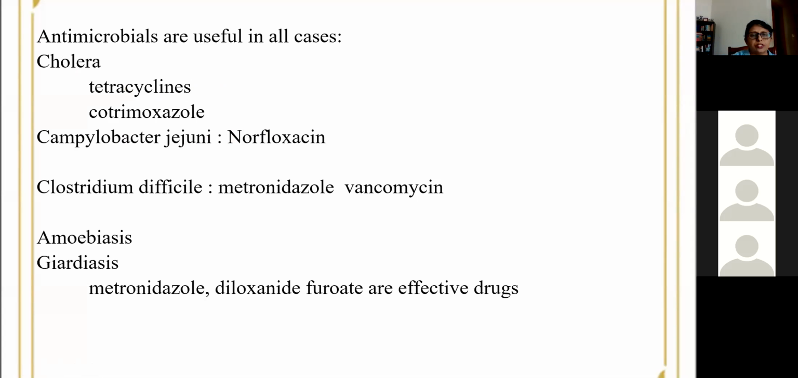So this actually causes pseudomembranous enterocolitis. There will be bloody diarrhea. It is actually because of Clostridium difficile. In such cases we can go for metronidazole or vancomycin. Then amoebiasis, giardiasis, this treatment we will be taking separately, but the drugs will be metronidazole, diloxanide furoate. These are the effective drugs.